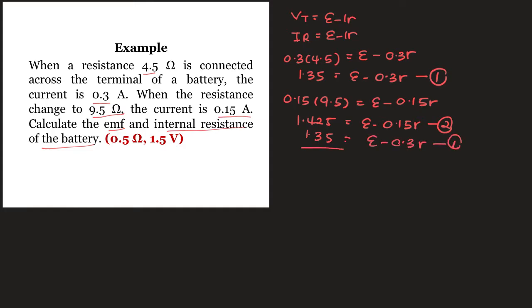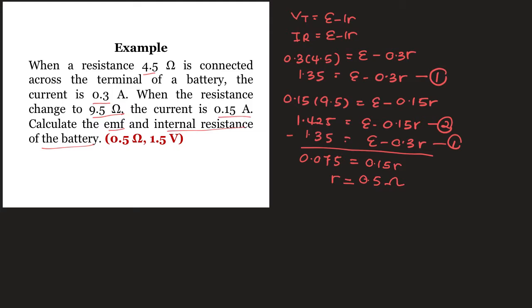So using the simultaneous part, I'm going to get 0.075 equals 0.15r. Therefore, you are going to get your internal resistance, which is 0.5 ohm. Once you get the internal resistance, definitely you are going to get the EMF.